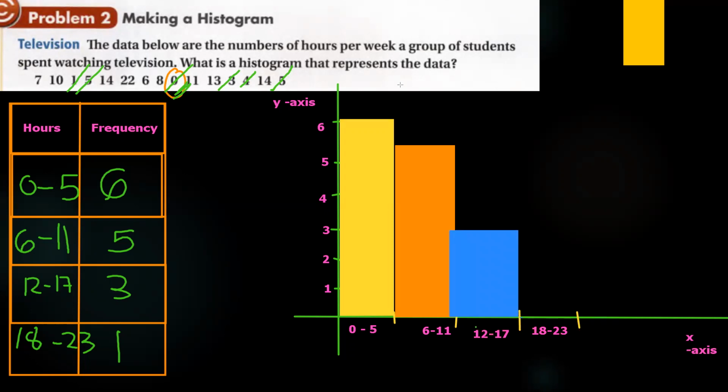Then from 18 to 23, how many numbers? 1. Be careful here. I overlap on it. I make a mistake.